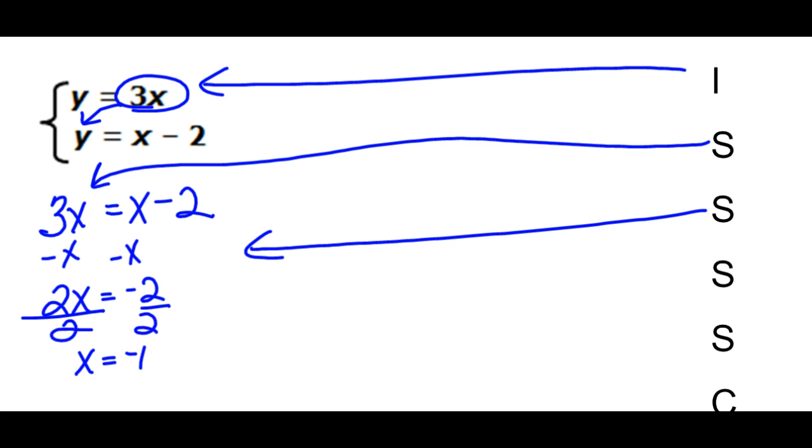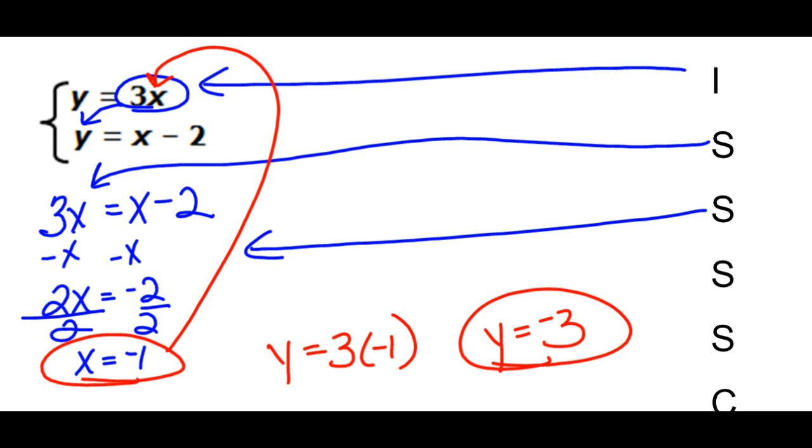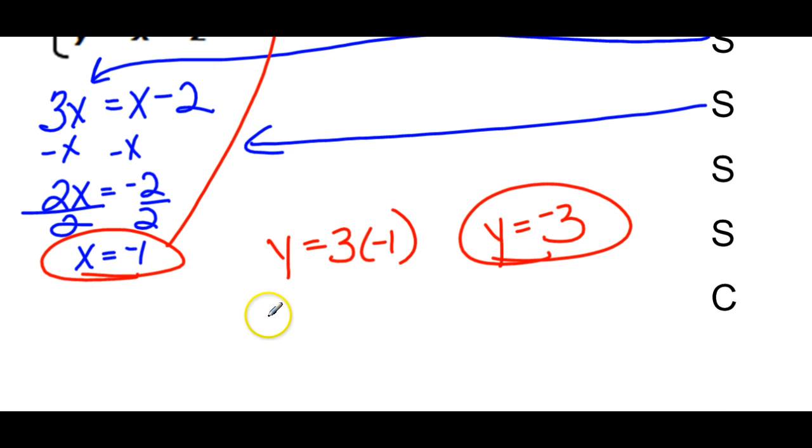Now that I know that x is equal to negative 1, I'm going to substitute the negative 1 back here in the original equation. So that's going to give me y is equal to 3 times negative 1. I'm going to solve that and get y is equal to negative 3. There's the second part of my answer. So my solution to this system is negative 1, negative 3, and now I need to check it.